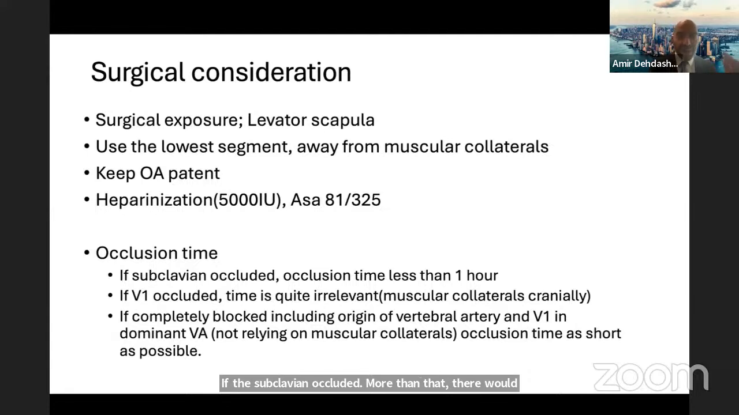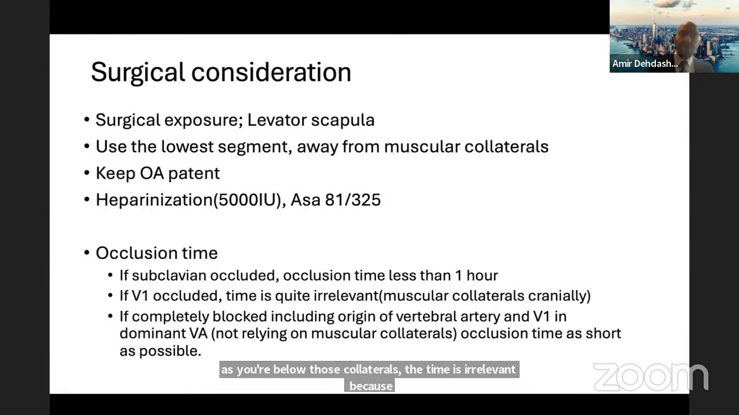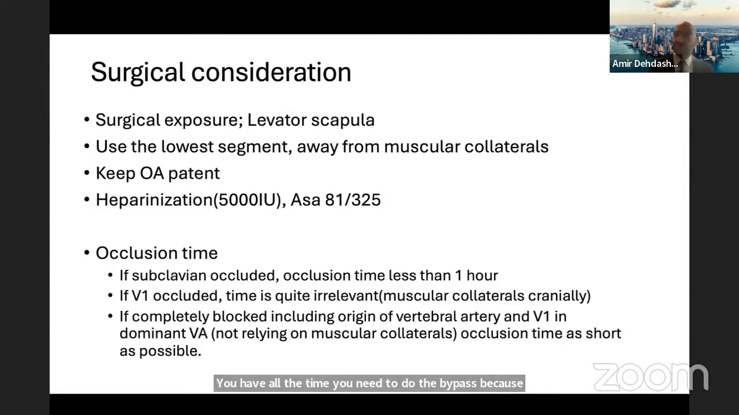However, if the V1 is occluded and subclavian is open, and then you have cranial muscular collaterals, as long as you're below those collaterals, the time is irrelevant because you have all the time you need to do the bypass, because there are collaterals cranial to you that contribute to the vertebral artery.